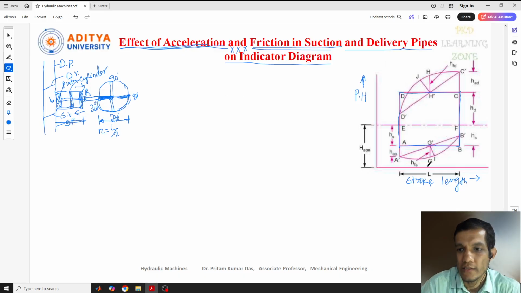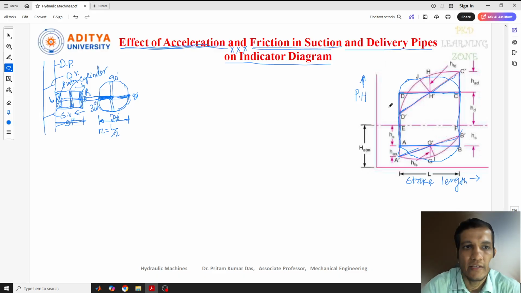This is the stroke length, and this is the diagram I showed you, A, B, C, D, the path for the ideal indicator diagram we discussed. And the inclined line you are seeing, A dash, B dash, C dash, D dash, is the path for the effect of acceleration in the suction and delivery pipes. And this curved structure, previously we got it like this only during friction. When both acceleration and friction are combined, with only friction at that time we got this diagram. If you see our previous lecture, you can see this diagram we got, a parabolic structure like this.